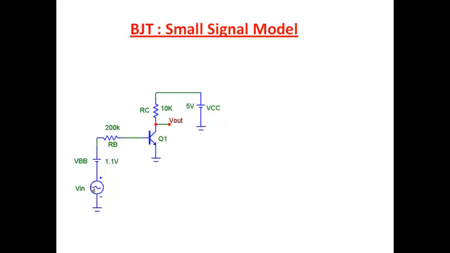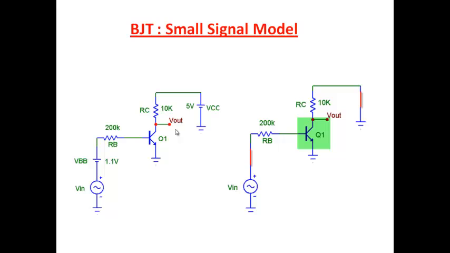And the way we build a small signal circuit, as we have discussed in some detail earlier, is that the voltage source that you see here, the DC source, will get shorted. This source will get shorted here. Resistors will remain resistors. And so we'll end up with something like this, where DC sources have been removed.